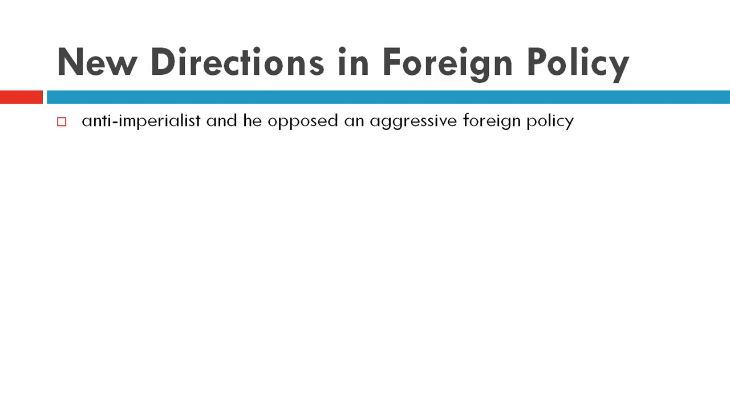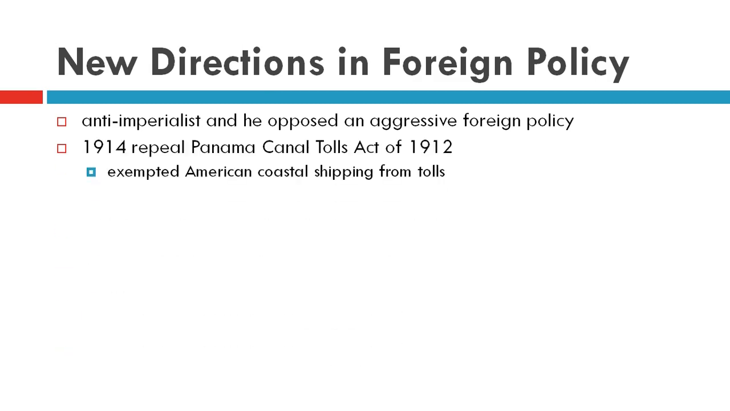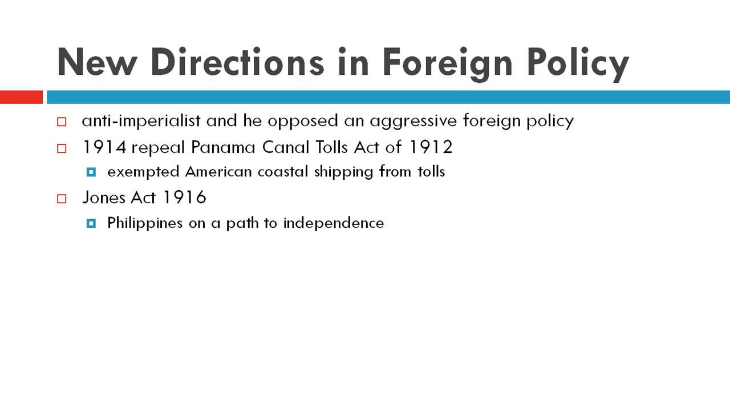Now, on the surface, Woodrow Wilson is anti-war, anti-imperial, very different from the Roosevelt administration, obviously. And in 1914, he repealed the Panama Canal Tolls Act of 1912, which had exempted American coastal shipping from tolls. The Jones Act was passed in 1916, which granted the Philippines a territorial status and put them on a path to independence. They would be freed as soon as their government was deemed to be established and stable. And you might know that the Philippines don't actually become independent until 1946.